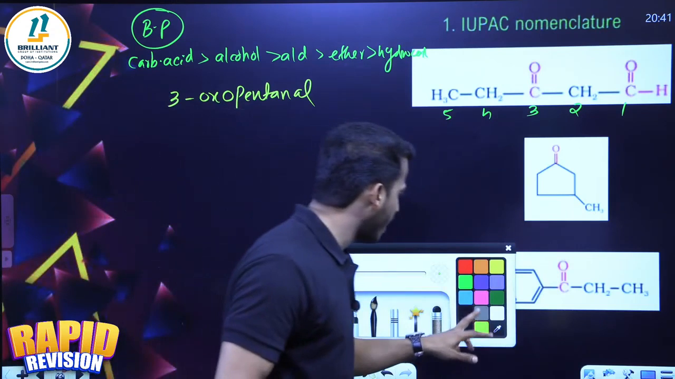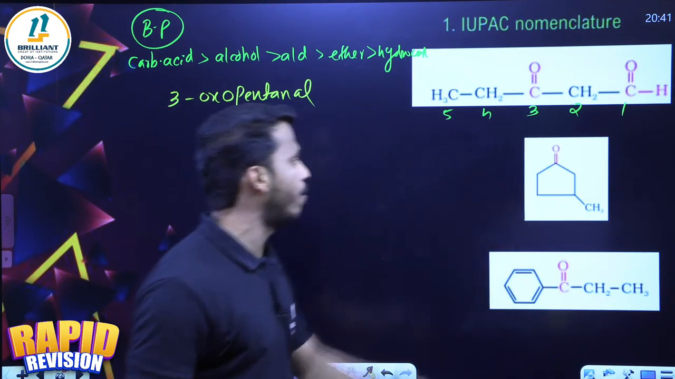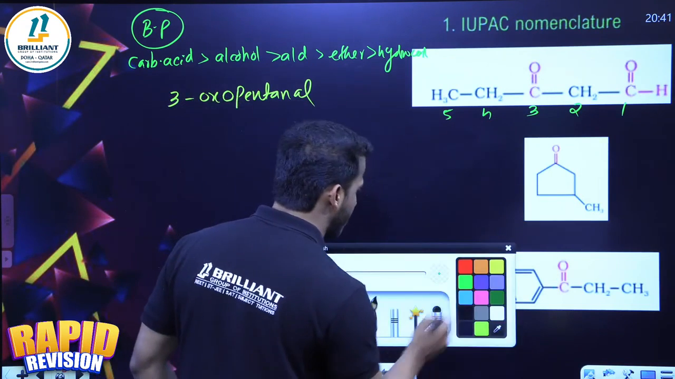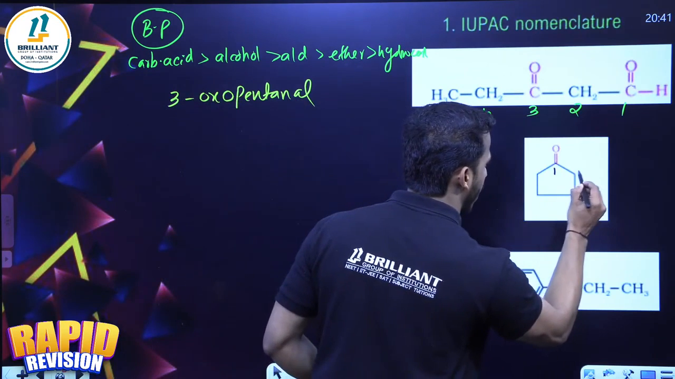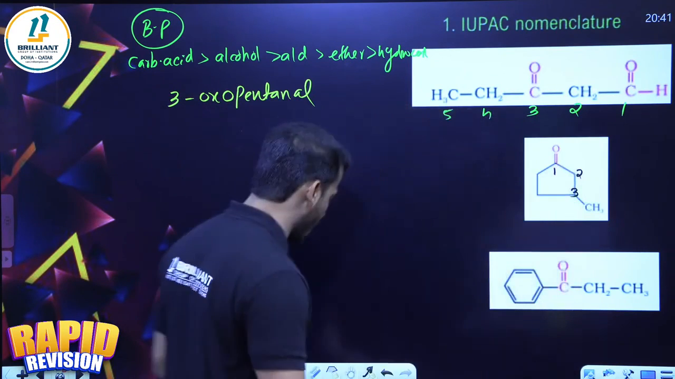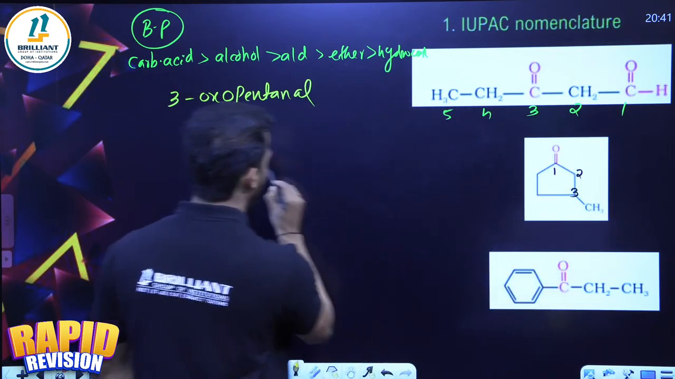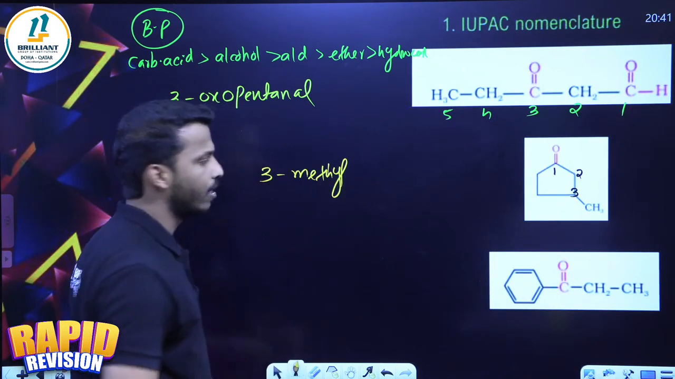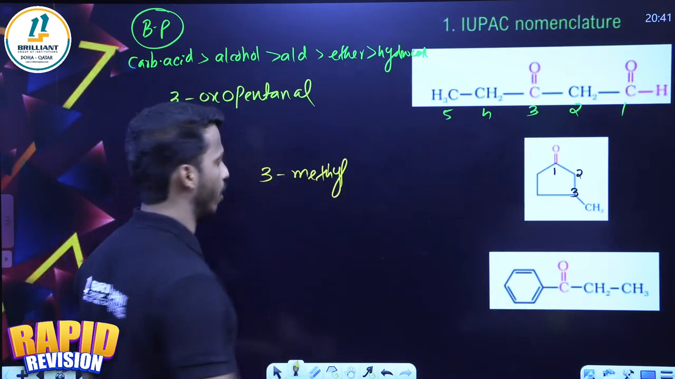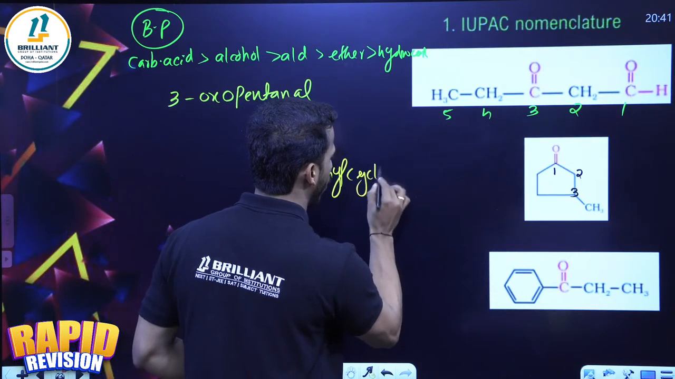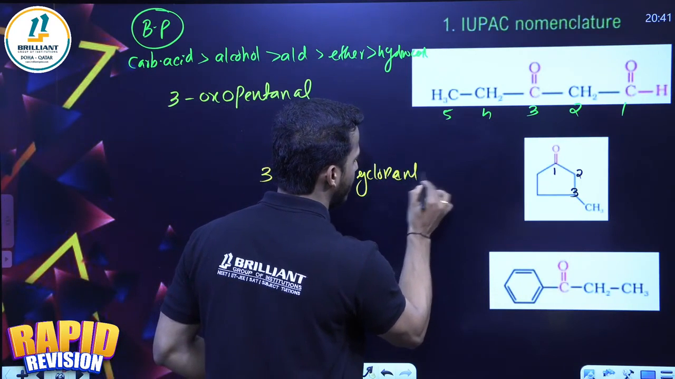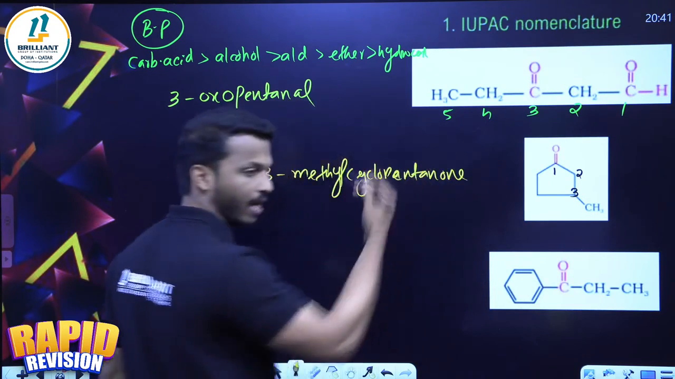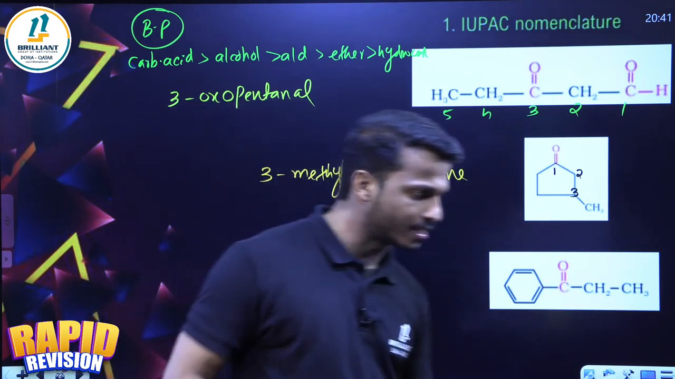Tell me, dear all, what is the name of the cyclic compound? Which is number one here? Number one is 1, 2, and 3. At the third position, there is a methyl group. So we can say 3-methyl. Come on, all of you, what is that? Very good. 3-methyl cyclopentanone, right? Yes, correct one.